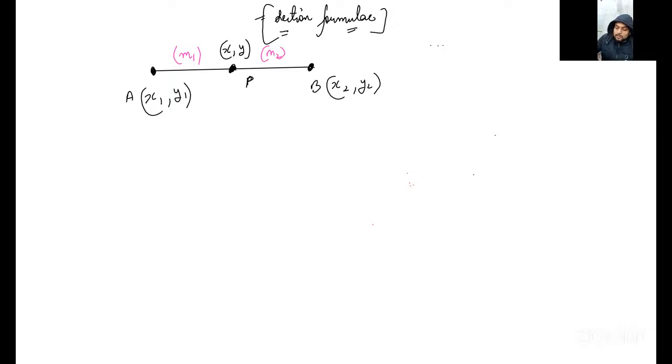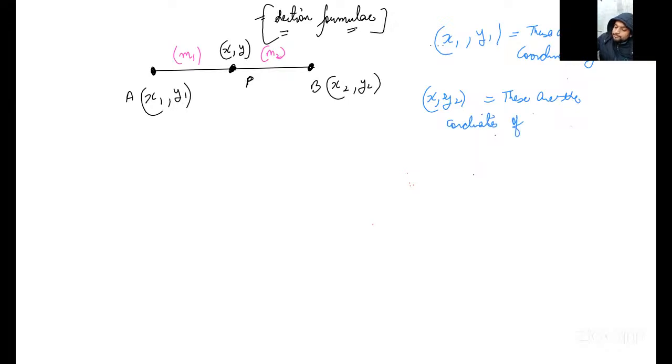So in this figure, what we learned is that x1 comma y1 are the coordinates of A, x2 comma y2 are the coordinates of B, x comma y is the coordinate of P, and m1 and m2 are the ratio.